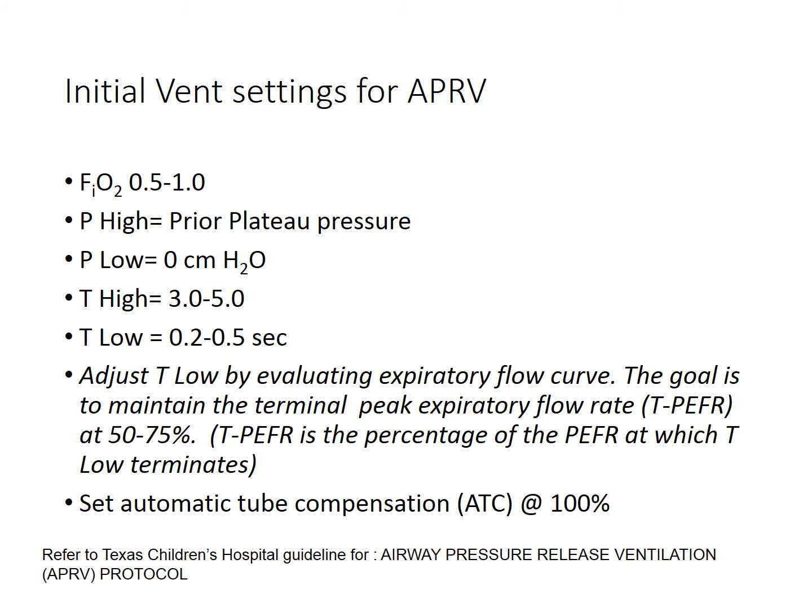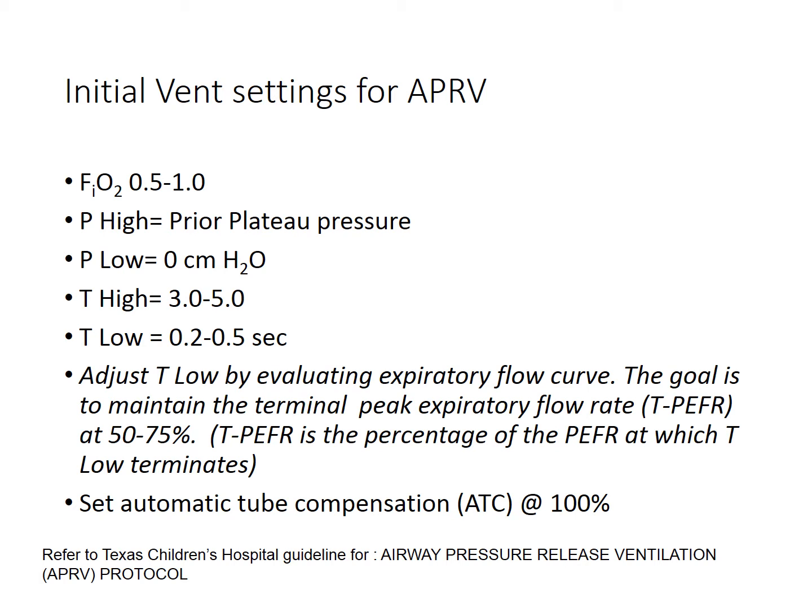So when we look at initial vent settings for APRV, the first one is very simple, FiO2. It's recommended between 50 to 100%. Very simple, just set it to 100%, save yourself a little bit of headache. Our pressures are split into our two groups, basically our P high, P low, T high, T low.